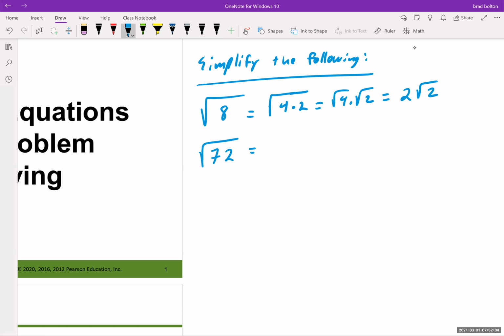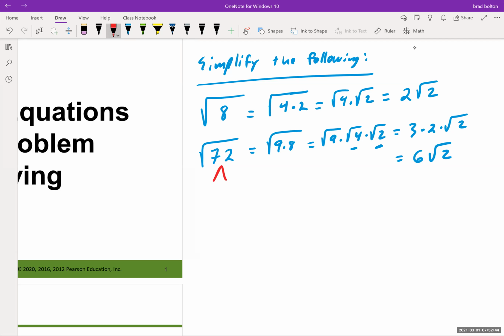Okay, so we could do the same thing with the square root of 72. The square root of 72 is really 9 times 8, but if we wanted to rewrite this, technically 8 is 4 times 2, so I could do the square root of 9 times the square root of 4 times the square root of 2. Because the square root of 9 is 3 and the square root of 4 is 2, that'll work out really well. So this is 3 times 2 times the square root of 2, which is 6 square roots of 2. So this is how we can clean up radicals. I personally do it another way.